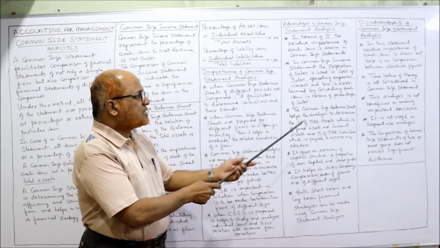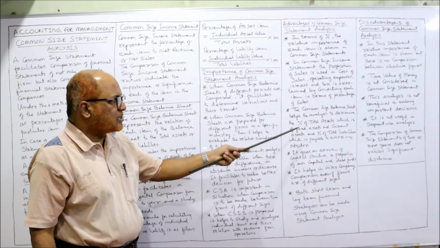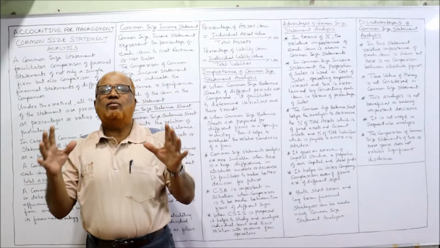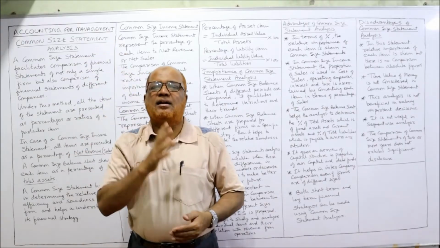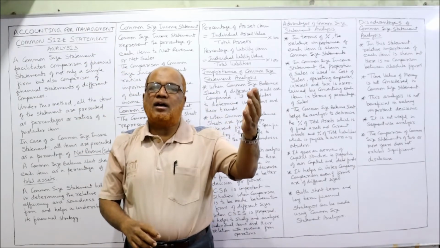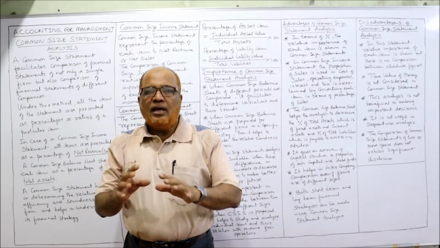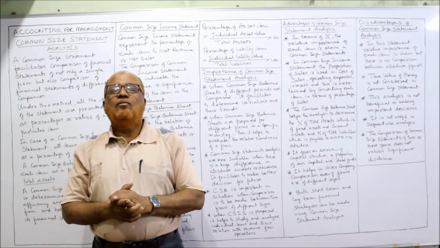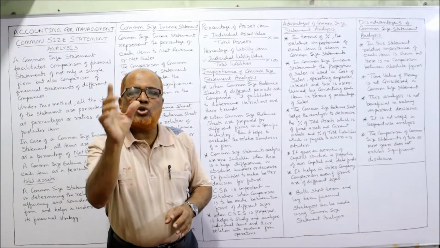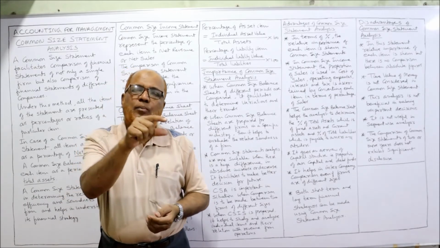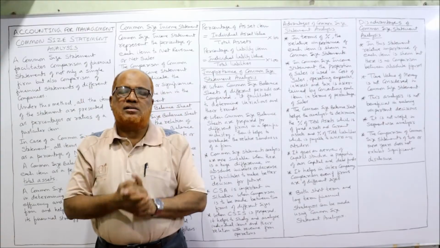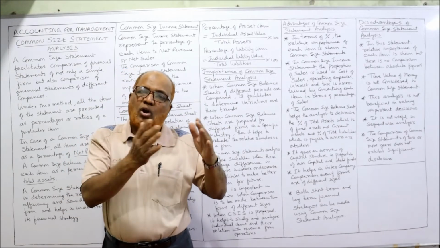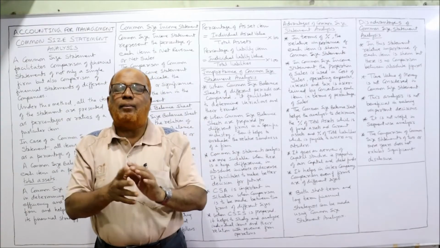Next one, the common size balance sheet helps in analysis to determine the percentage of total assets which is fixed and current. See here, in a balance sheet we have two types of assets, fixed assets and current assets. Liabilities, we have non-current liability and current liability. In this common size statement analysis, we can find out the proportion of current assets, the proportion of fixed assets in the total assets, the proportion of current liability, and the proportion of non-current liability in the total liability.